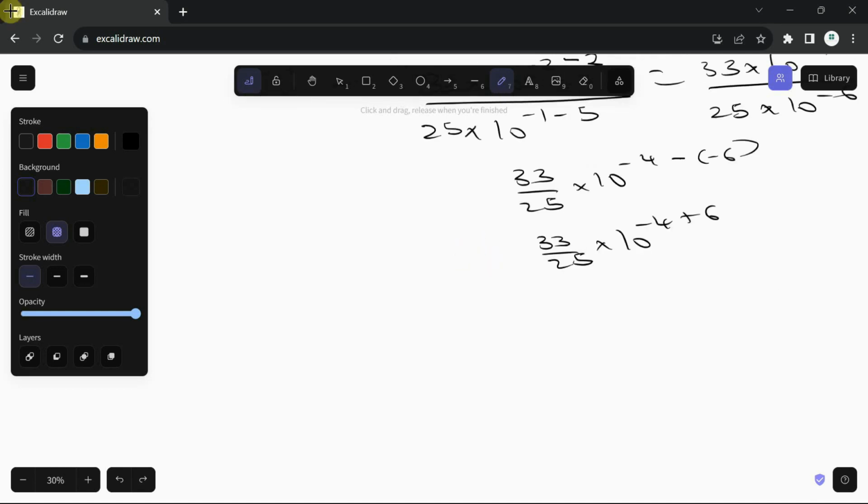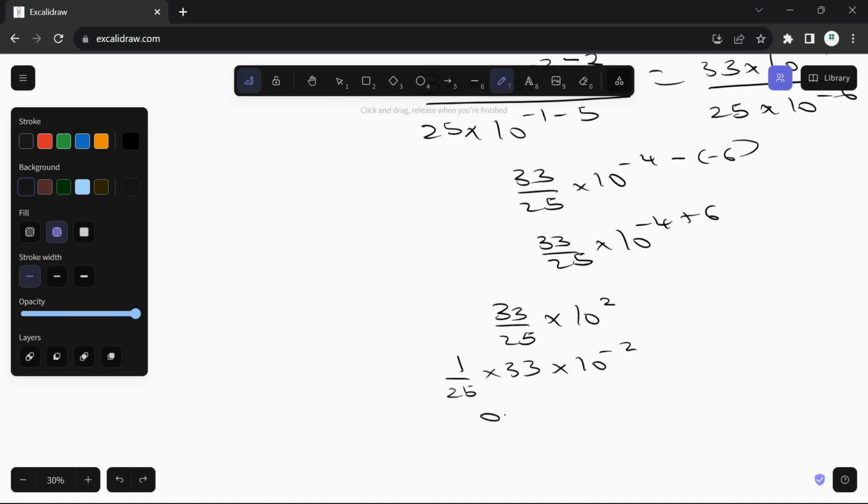Great. So this is 33 over 25 times 10 raised to the power of minus 4 plus 6, which is actually 2. You are owing somebody 4 naira and you pay the person 6 naira. The person is going to give you a change of 2 naira. So we can also simplify. We know that I can say 1 over 25 times 33 times 10 raised to the power of 2. 1 over 25, I can find that easily, right? Because I know that 100 divided by 25 is 4. So for me to get the 100, I need to have 2 zeros.